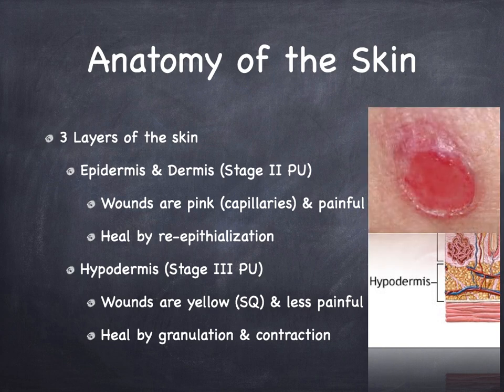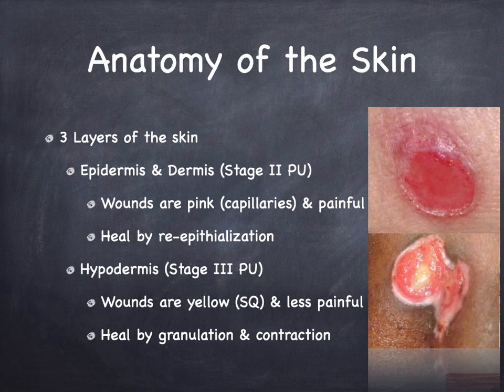The wounds are pink, painful, and heal by reepithelialization. The third layer is the hypodermis, which correlates to a stage 3 pressure ulcer. The wounds are yellow, less painful, and heal by granulation and contraction.